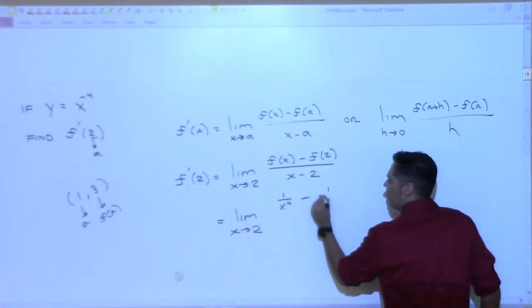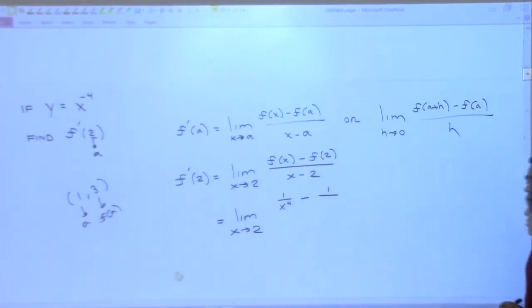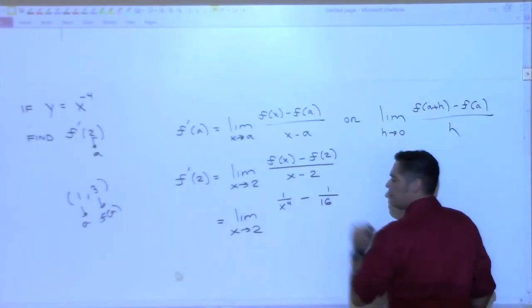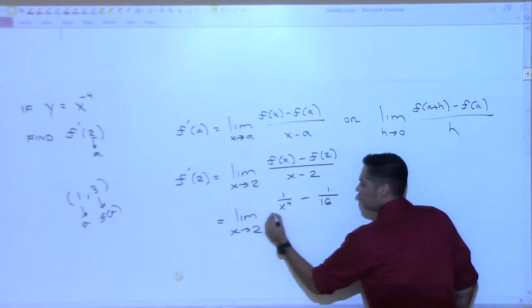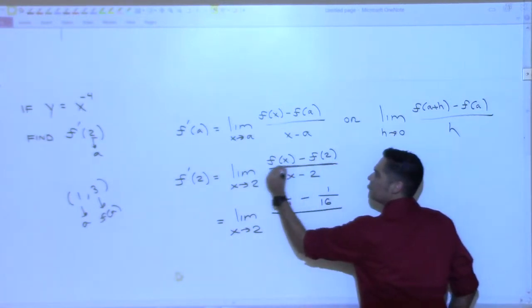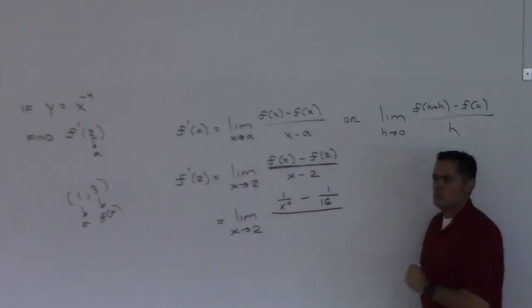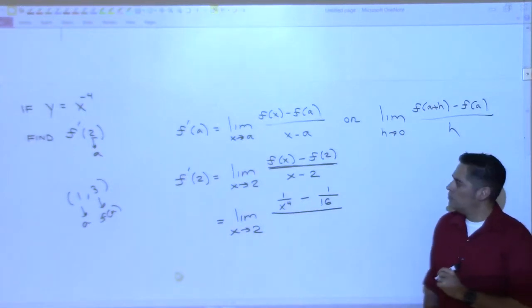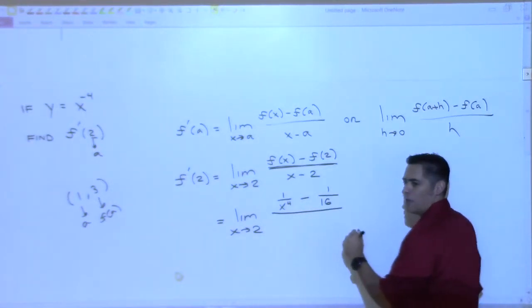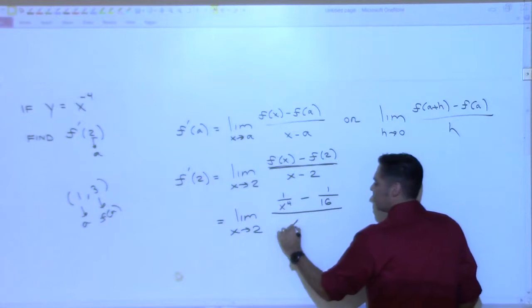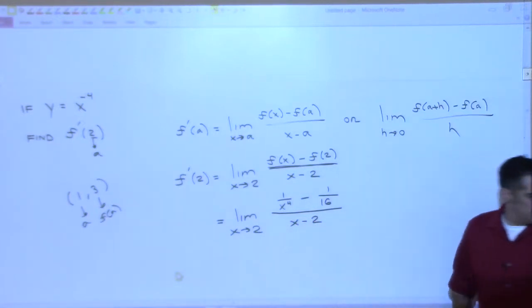What's 2 to the 4th power? 2 times 2 times 2 times 2? 16? 1/16? The whole thing over x minus 2.